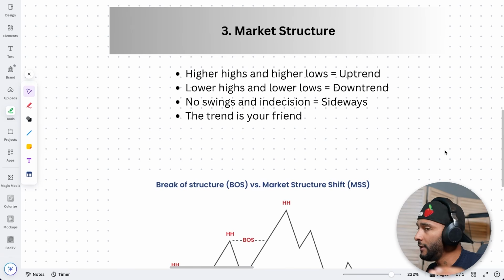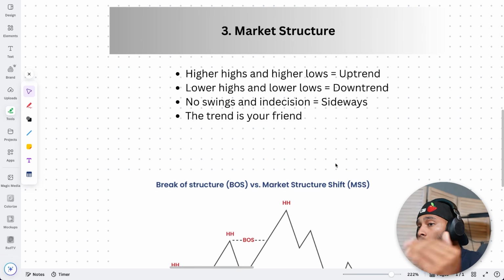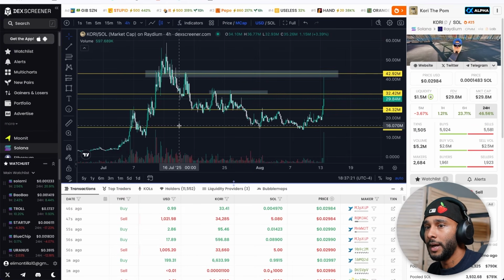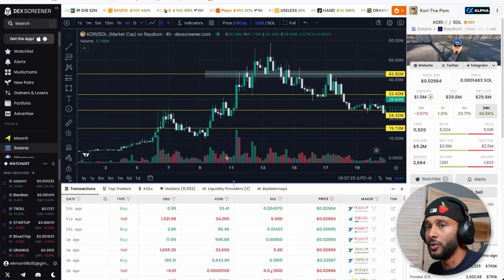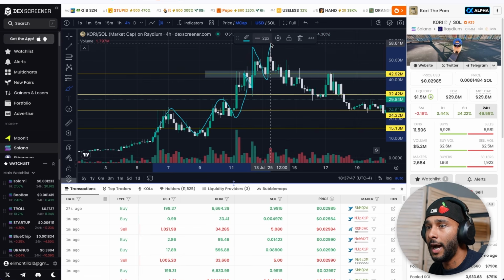Market structure, even easier. So higher highs and higher lows is an uptrend. Lower highs and lower lows is a downtrend. No swings is sideways, which is indecision or accumulation phases. And basically what you want to know is that the trend is your friend, right? So for example, this is what you call an uptrend. Higher high, higher low. Higher high, higher low. Do you see that?